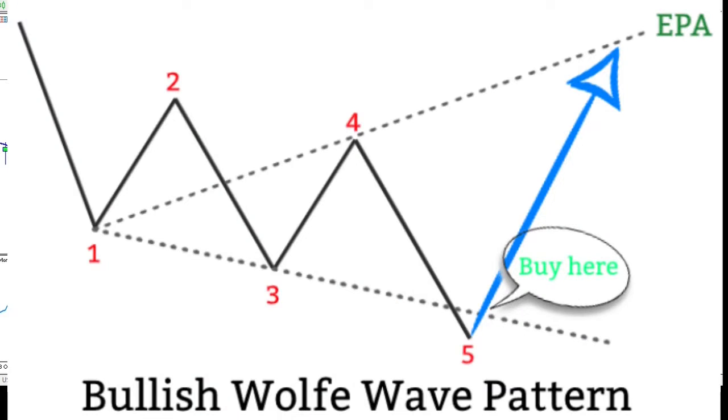Remember what I said about identifying a wolf wave? Wave 3 must be lower than wave 1, and wave 4 must be lower than wave 2, and the fifth wave breaking below the trend line of the channel created by wave 1 and 3.